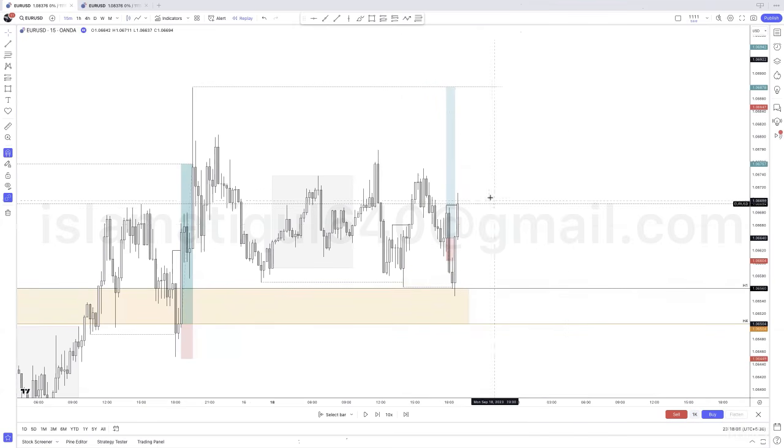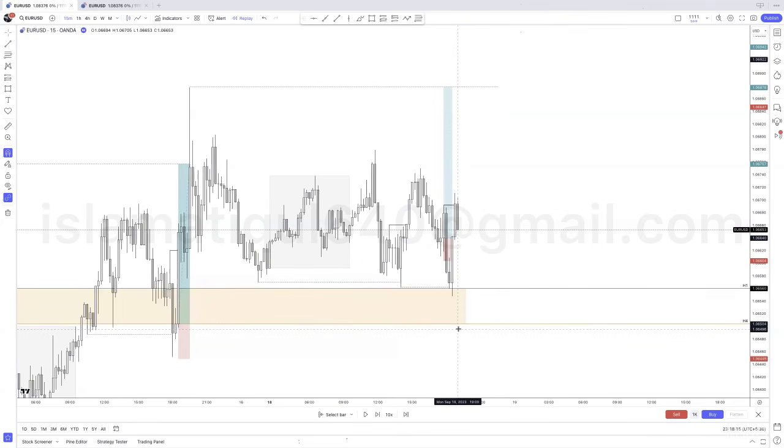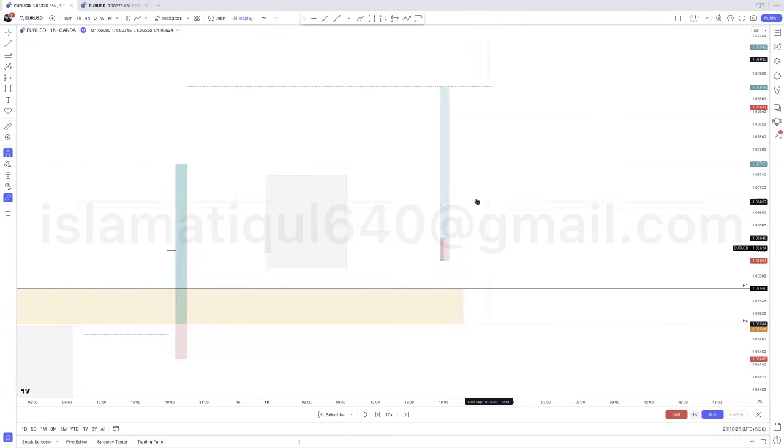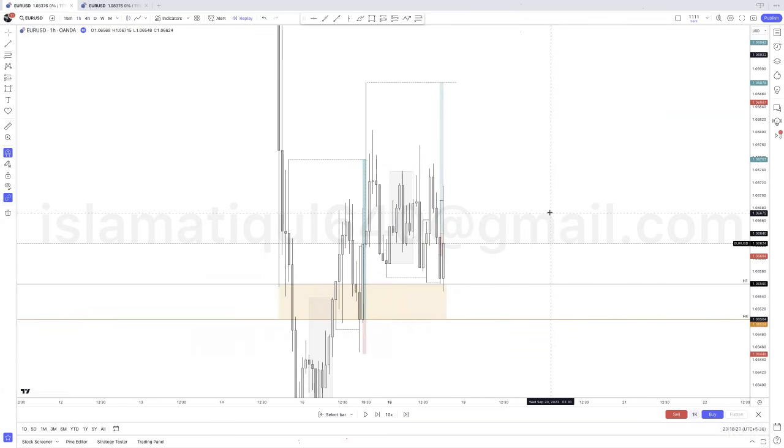Okay, let's see. We might have a buying opportunity yet. Let's wait for the 1 hour closing, because I can't rely on 50-minute data. Now the 1 hour has closed. We have a breakout structure, right? We had a breakout structure. And the current price is here.